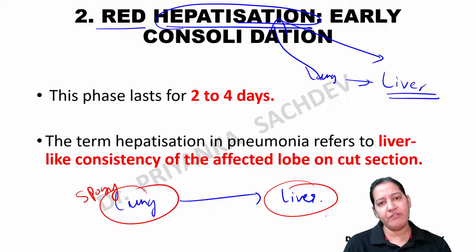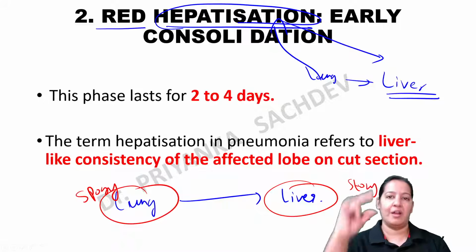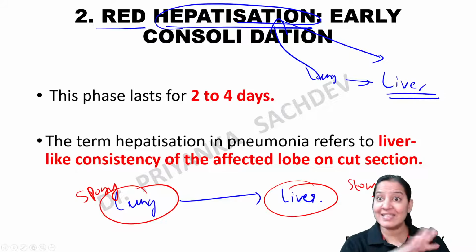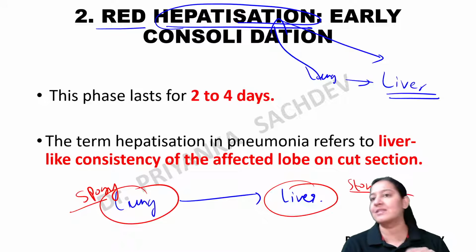Have you seen the liver of a cadaver? It is stony hard. It is not spongy. So the consistency is entirely different. A normal lung is like a sponge, while the liver is like a stone, right?